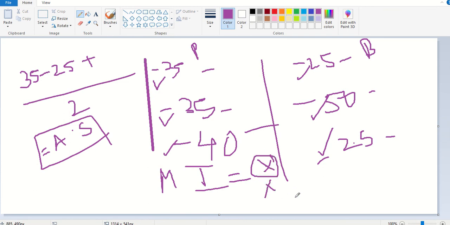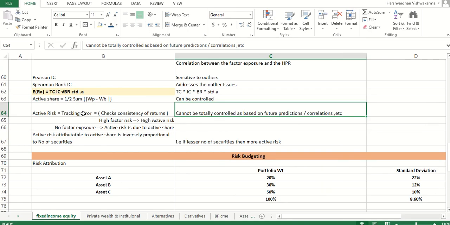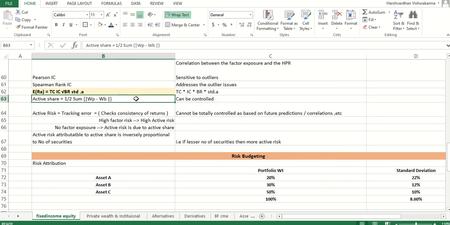It could remain X, it could go to Y, which we have predicted, or it could go to Z, right? Whatever correlation it could happen, that is completely controlled by the market forces. So that's why active risk cannot be controlled. Active share can be controlled. Higher factor risk, higher active risk.